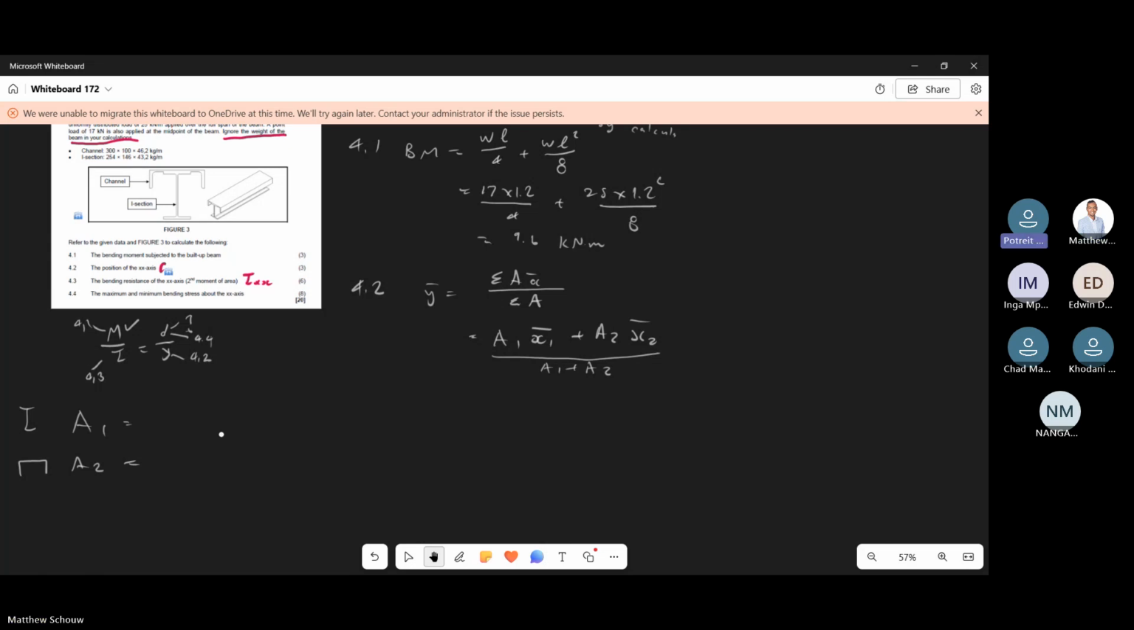Okay, area for the I section is 5,501 times 10 to the power negative 3, meter squared, that's correct. Then area two, for the channel, is 5,876 times 10 to the power negative 3.